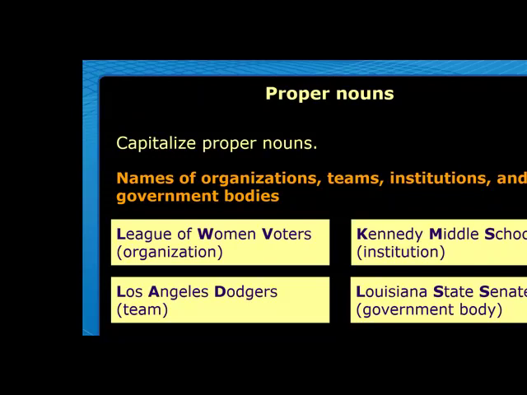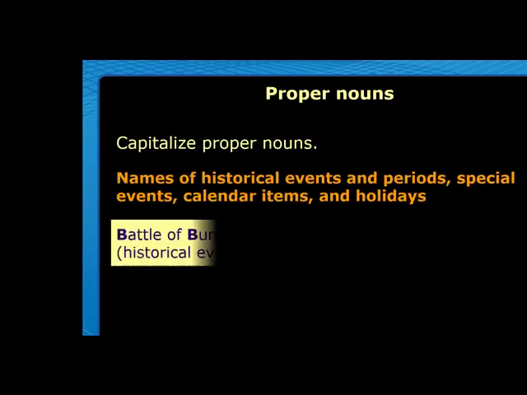When we talk about an institution like Kennedy Middle School, we have the Brilliance American School, okay? We capitalize the initial letter of every single word, okay? Government bodies, like we're talking about parties, names of specific parties, like Louisiana State Senate, okay? So all in all, we're talking names of buildings, names of places, names of teams, names of clubs, organizations should be capitalized. So far so good.